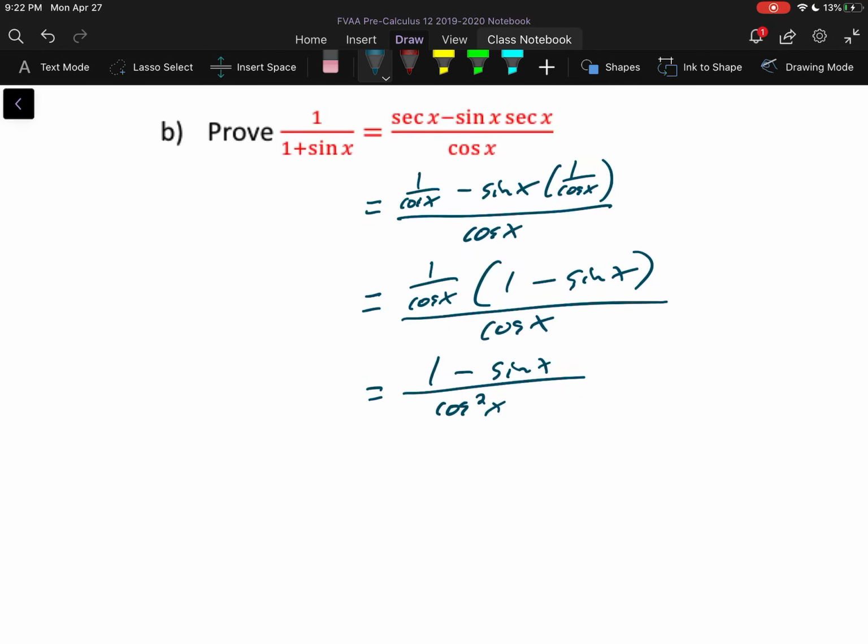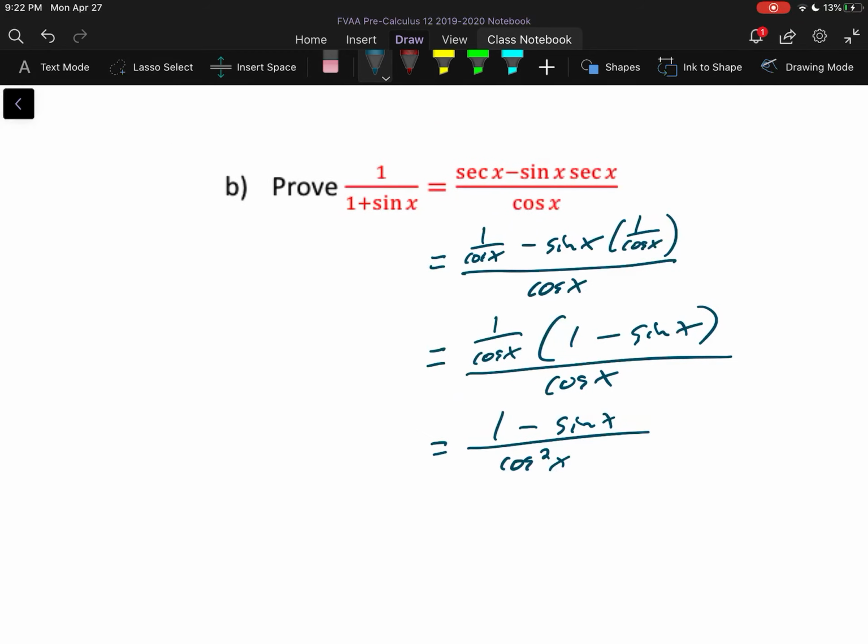Okay, so we've done some good work here. On the left-hand side, what I'm going to do is maybe use a conjugate, because I need to end up with cos squared x in the denominator based on what I've done on the right-hand side. And so this 1 plus sine x, if I can get this to a 1 minus sine squared x, and I know because of the Pythagorean identity, I could switch that to a cos squared x.